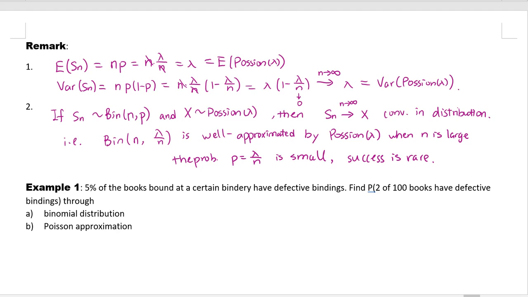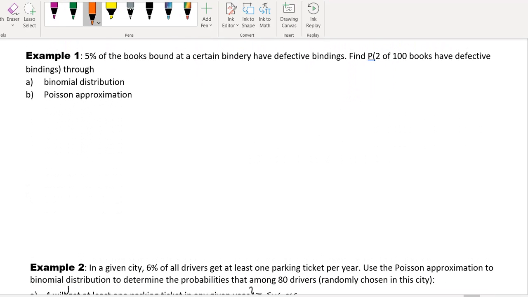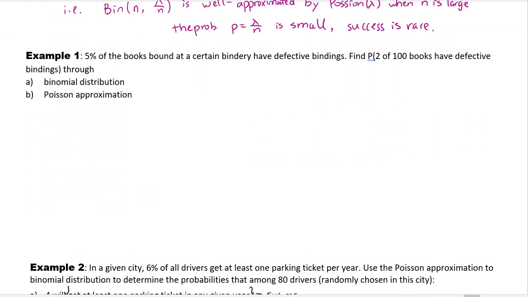All right, let's look at example 1. 5% of the books bound at a certain bindery have defective bindings. Find the probability that 2 of 100 books have defective bindings through Part A, binomial distribution. Part B, Poisson approximation.